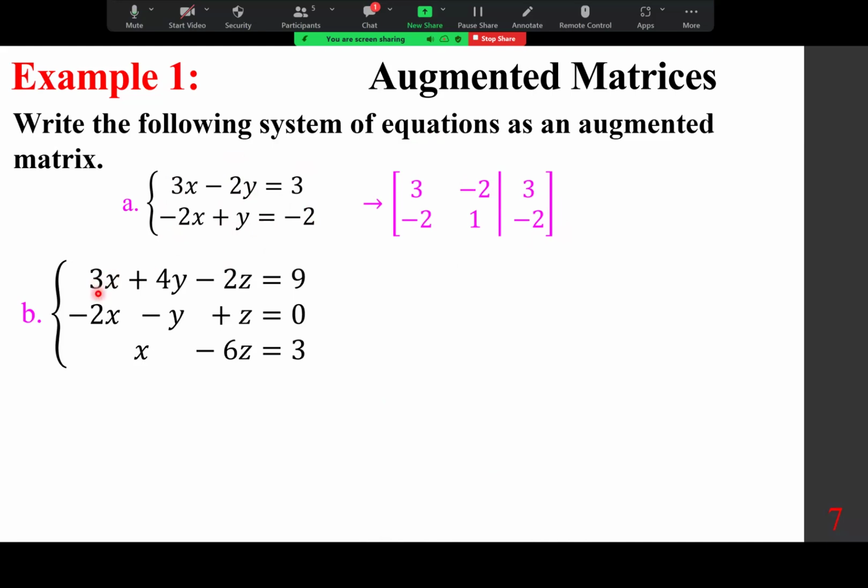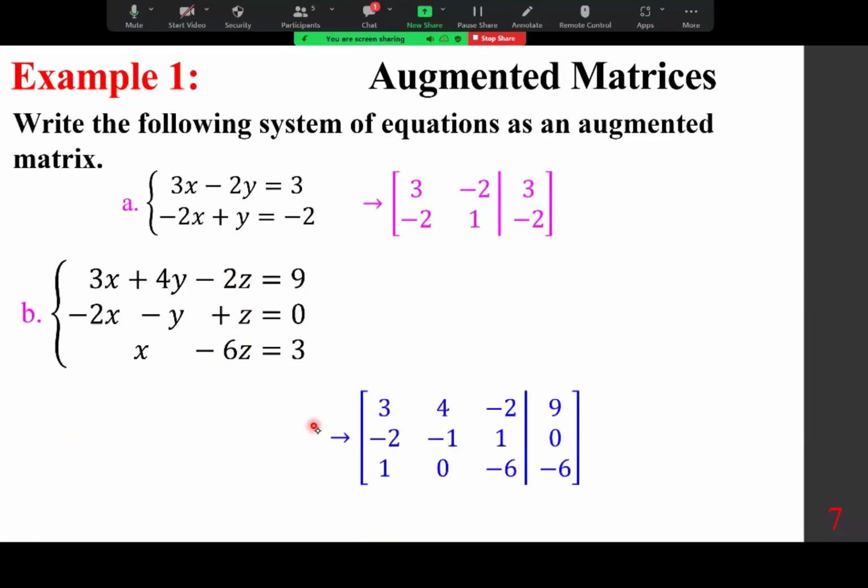What about this one? If you want to go with the rows, 3, 4, minus 2, 9, negative 2, negative 1, 1, 0, 1, I don't see a y, 0, negative 6, 3. If you want to go with the column, x's, that's the first column, 3, minus 2, 1. The y's would be 4, negative 1, 0, and the z's, negative 2, positive 1, negative 6, and here's the last column. So that's what you write.